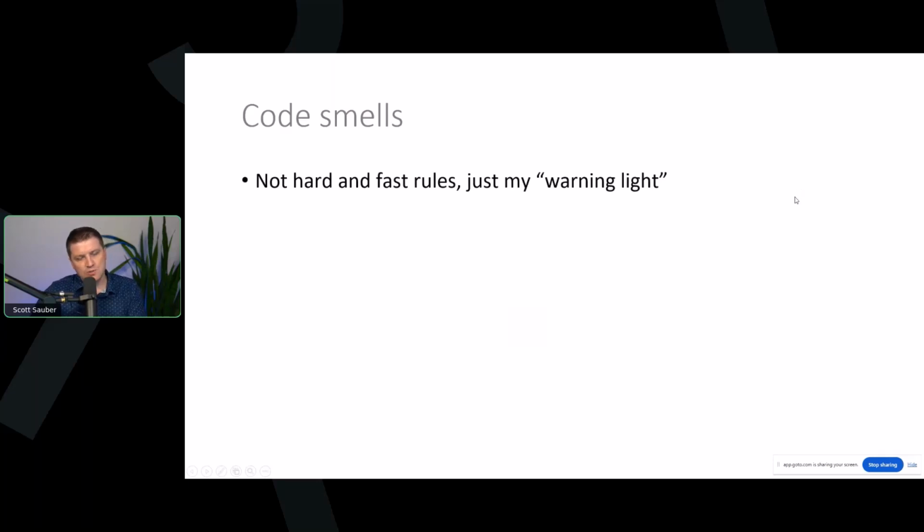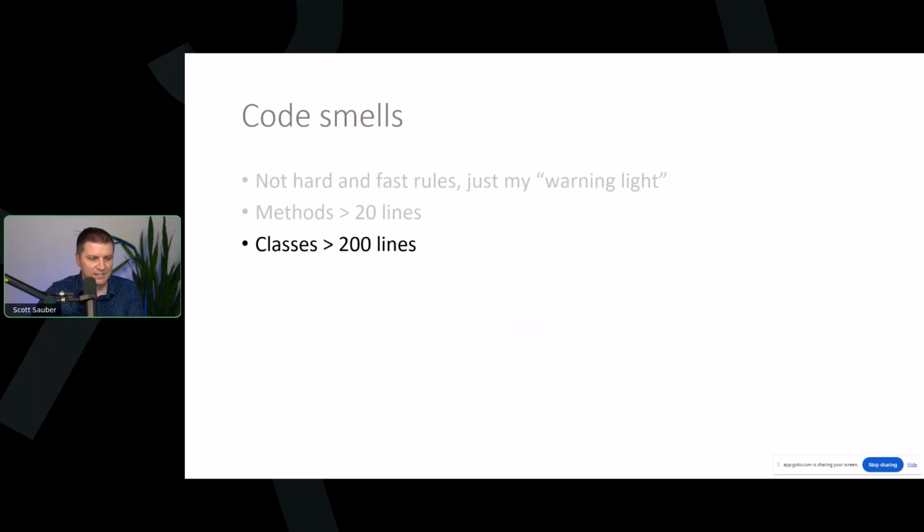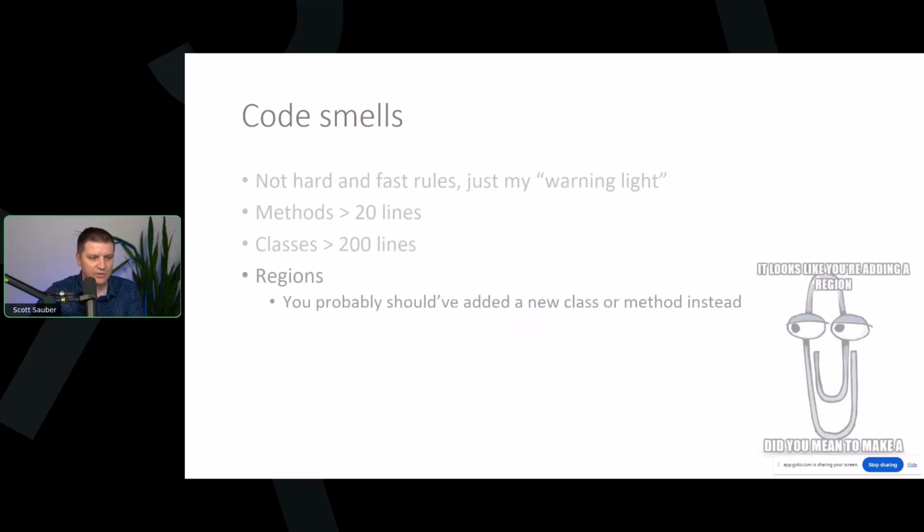So, some generic code smells. These are not hard and fast rules, just kind of my warning light. Methods that are more than 20, 30, 40 lines, I start to get a little nervous. Classes that are more than 200 lines, I start to get a little nervous.